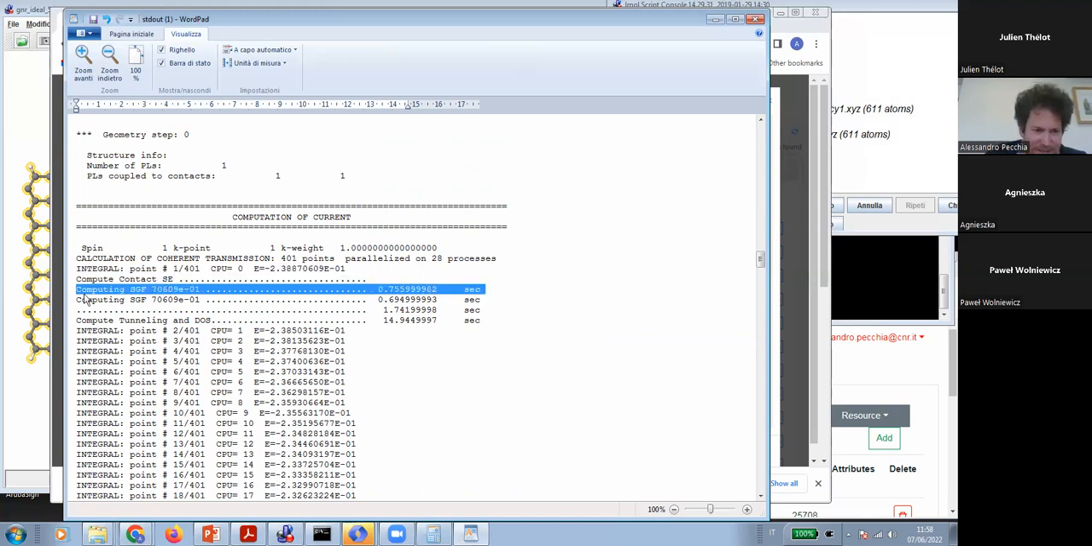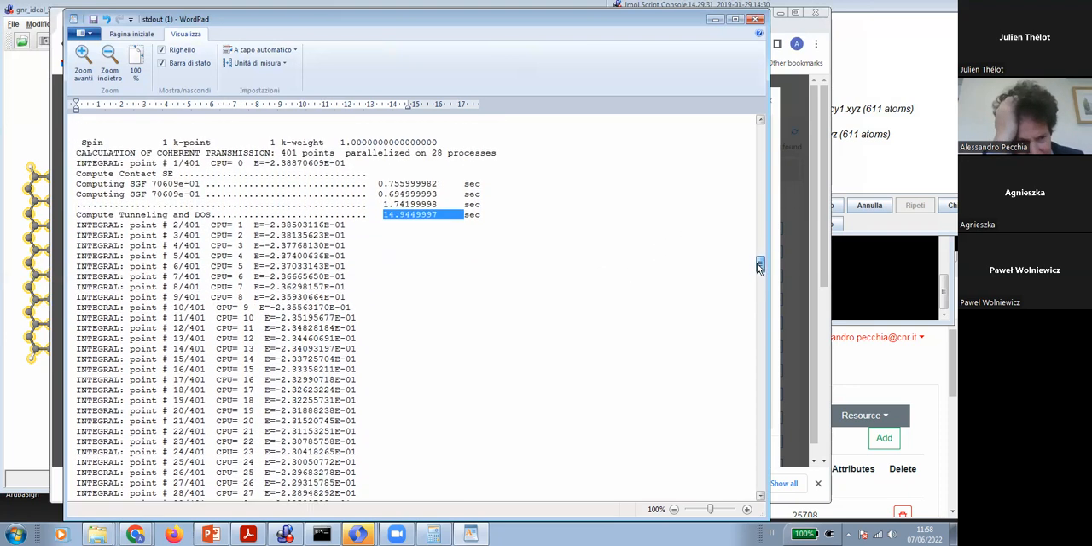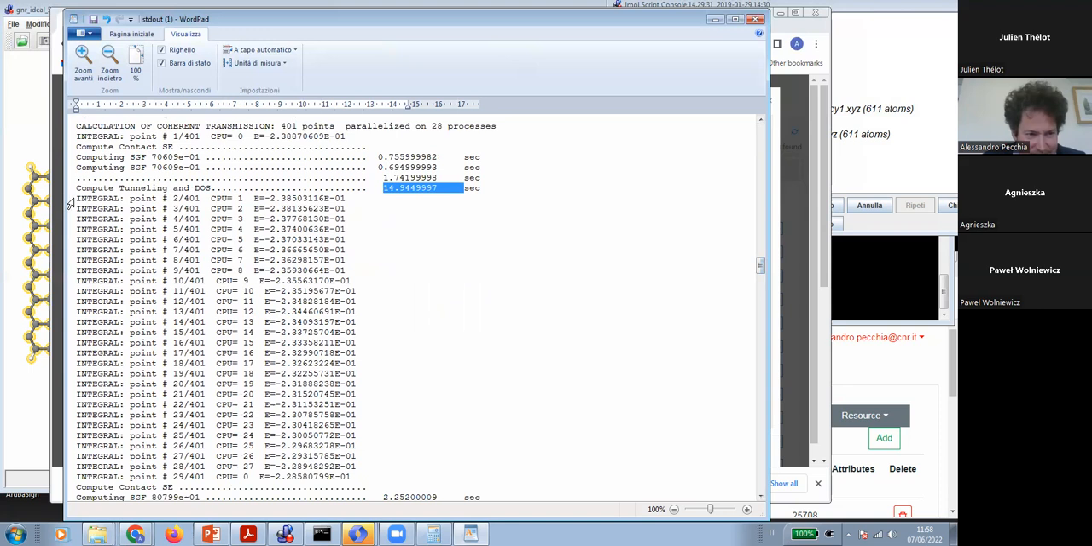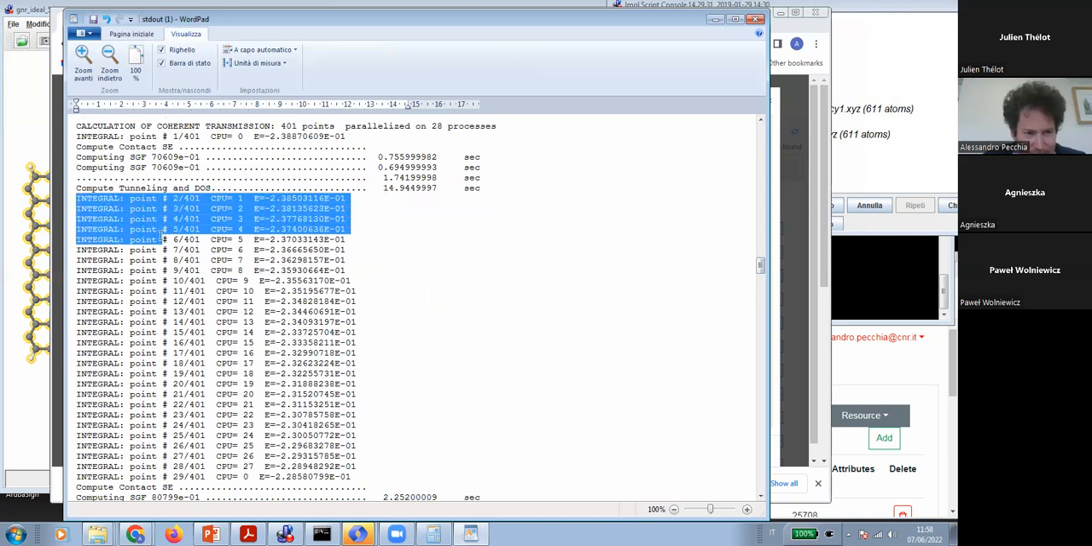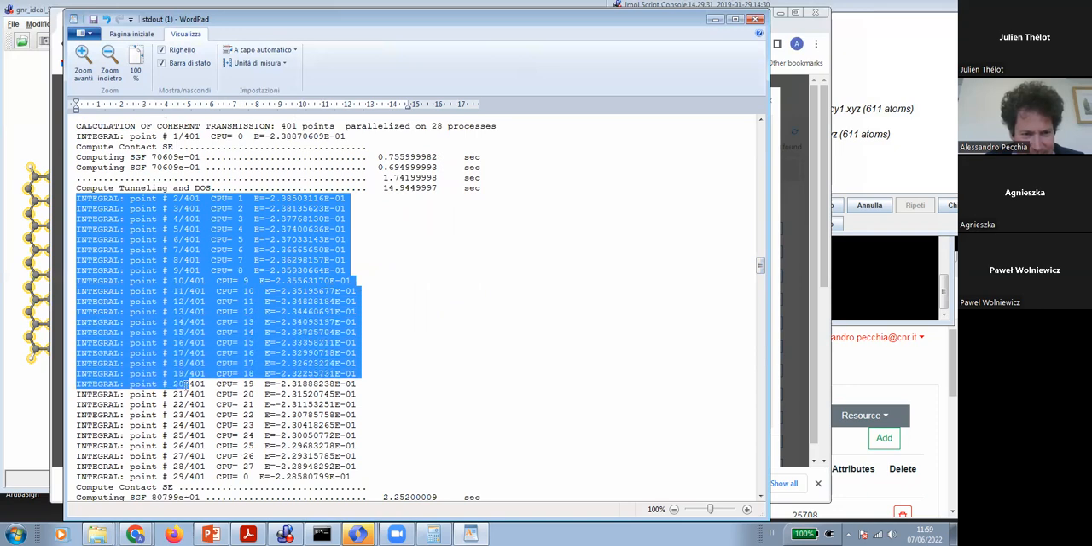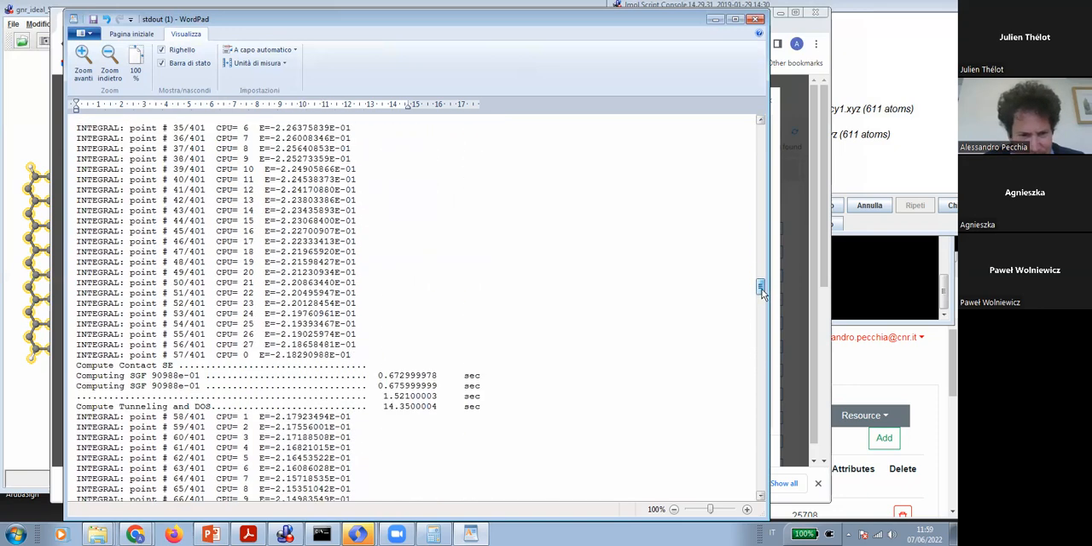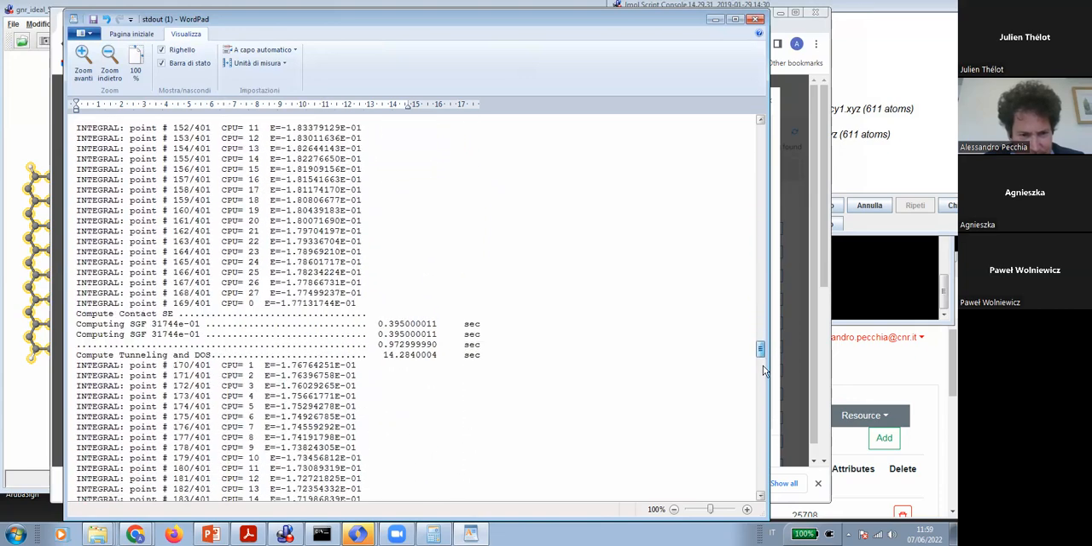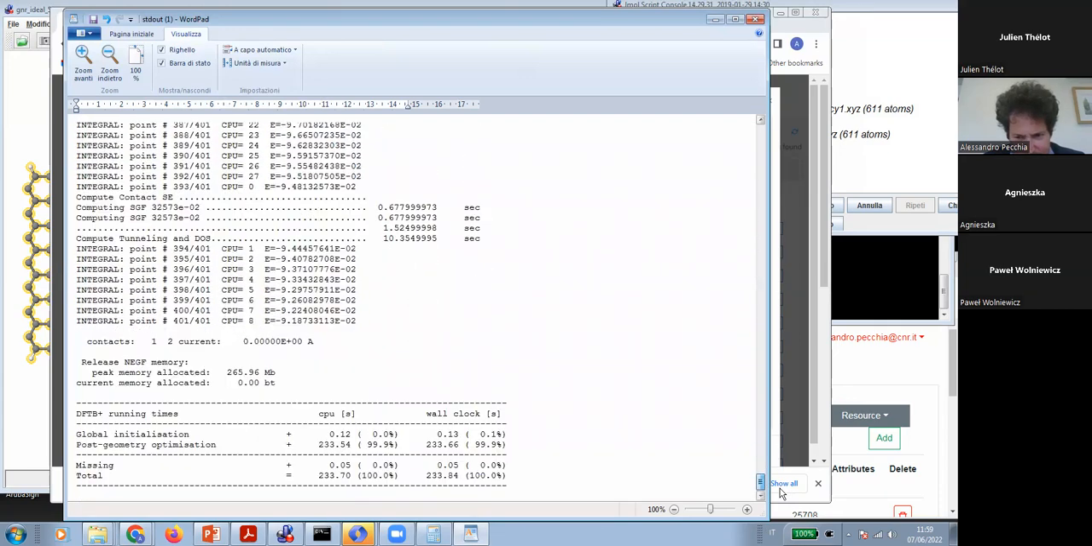And this is computing the contact Green's functions, then computing the tunneling and density of states. It takes a while. I have to check why, but I don't know why. And then all these integral energy axis points are computed and distributed until the end. And at the end, it gives you a summary of the time spent. So it took 233 seconds altogether.